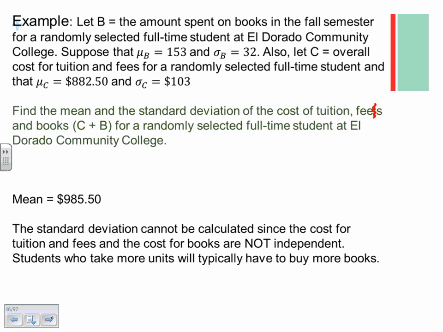So in order to find the new mean, if I'm going to add this all together, I'm going to take mu sub B plus mu sub C, which was 153 plus 882.5, and hopefully you get 985.50. Okay, what about the standard deviation? It never told us that they are independent. So are these tuition fees and cost of books independent? No, because if you're going to take more classes and have more tuition, then you're going to have more books. So they're dependent on each other. So since they're not independent, we cannot find the standard deviation.